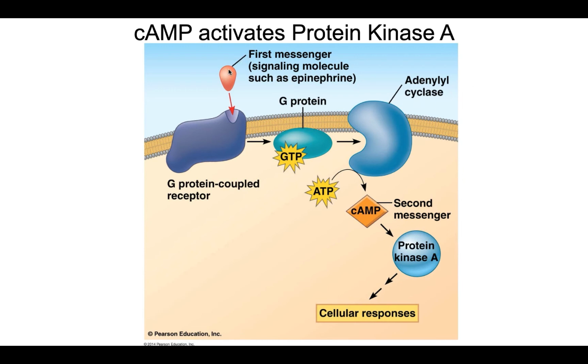So when the first messenger, our signaling molecule, binds to the receptor, it activates the G protein. The G protein activates the adenylyl cyclase. That catalyzes the production of cyclic AMP from ATP. That cyclic AMP is an allosteric activator of the protein kinase A, meaning it turns it on, and then we end up with maybe a phosphorylation cascade that eventually leads to a cellular response. So this is how phosphorylation cascades and second messengers aren't necessarily mutually exclusive. They can exist within the same signal transduction pathway.